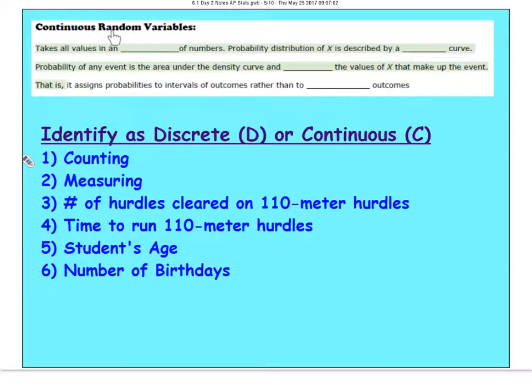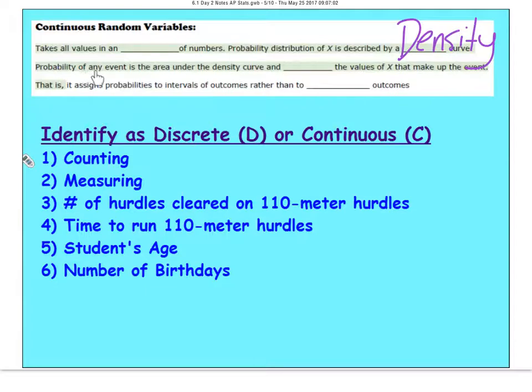Now let's talk about continuous random variables. Remember we did discrete earlier, which was basically counting numbers where there's blanks in between our various outcomes. Continuous is different. Continuous takes all the values in the interval of numbers. The probability distribution of x is described as being a density curve. So we saw density curves earlier in chapter 2 when we did normal CDF probabilities. When you do normal CDF, it's because it's a continuous random variable which created a density curve.